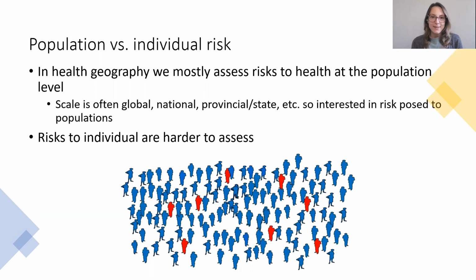Now, the reason that they are quite different, so for those of you who were thinking that you would assess them differently, you are on the right track there, because risks to individuals are actually quite a bit harder to assess. Why is that? Why do you guys think we would have trouble talking about individual risk?